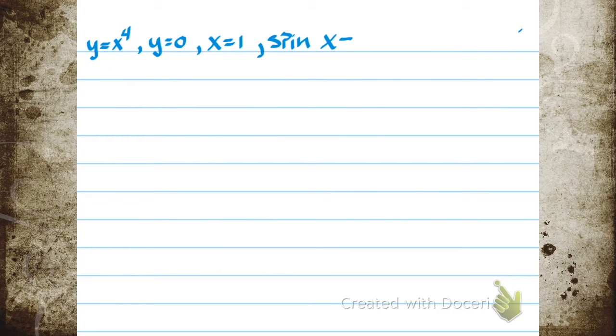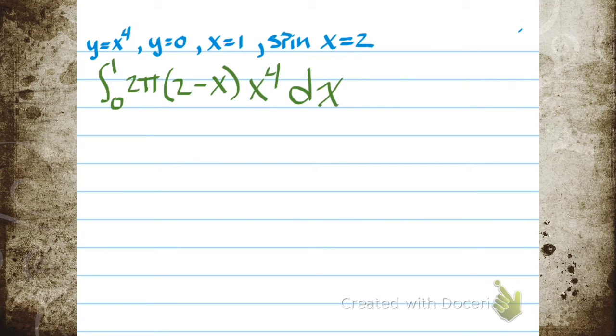Now we can set up our integral. Our integral is going from 0 to 1, because those were our bounds on x. And then we have our 2 pi, and then we have our altered distance away from the axis of rotation, 2 minus x, times our function, x to the fourth, and dx.